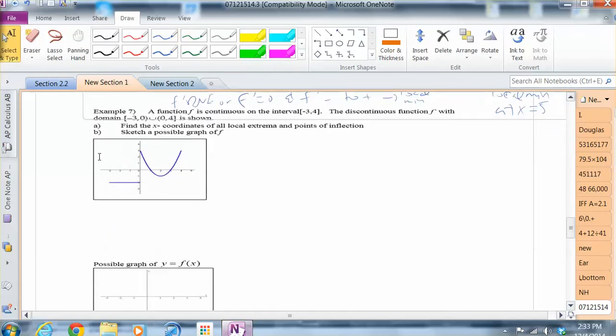Okay, let's look at example 7. A function continuous on an interval from -3 to 4. The discontinuous function f prime with domain -3 to 0 and 0 to 4 is shown. Find the x-coordinates of all local extrema and points of inflection. Sketch a possible graph of f. Okay. So now in this case, our derivative does not exist.